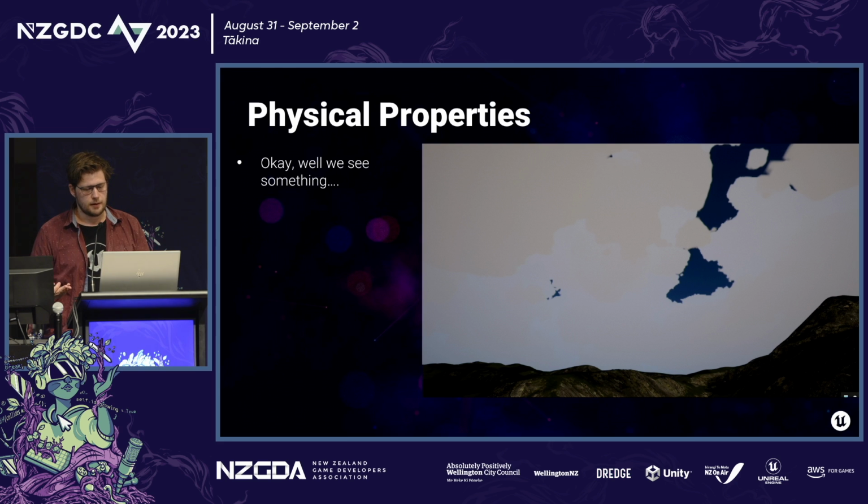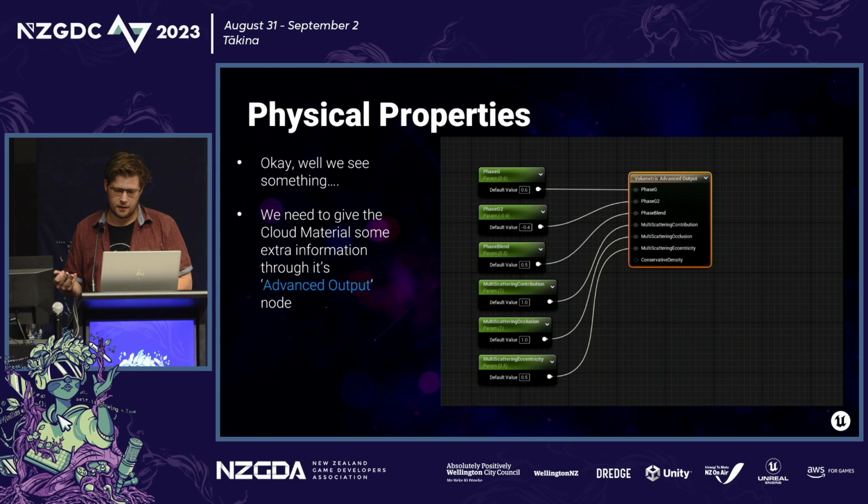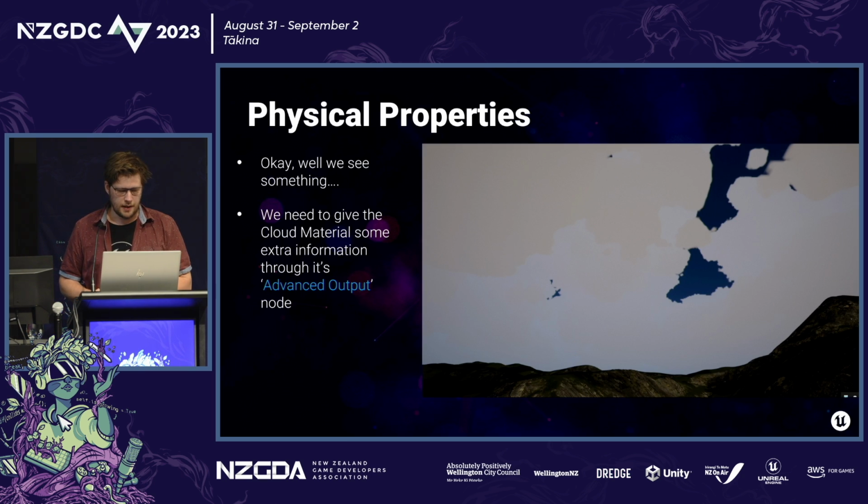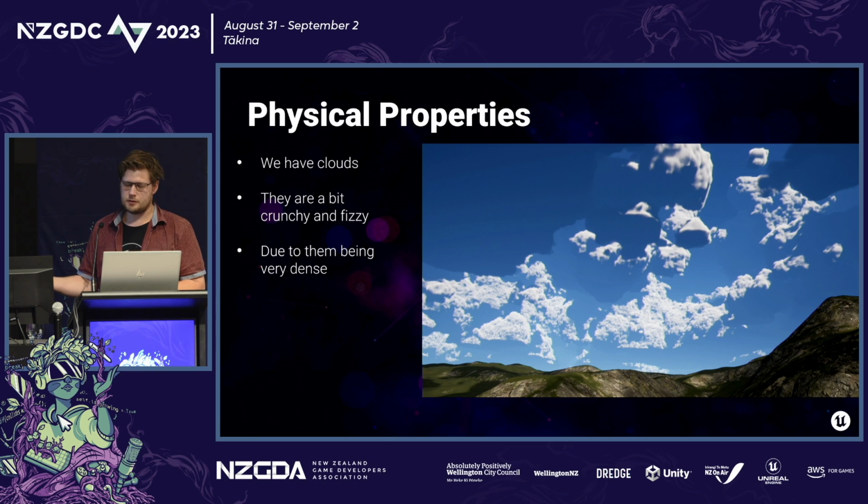But we're not quite there yet. We need to do a little bit more. That's where we start adding those advanced nodes to tell the system all of those physical parameters, so it knows how to create shadows and scatter the light internally, so you get nice bloomy lighting, that kind of thing. And that takes it from this to this. So we're starting to see a cloud system that is looking more like realistic clouds with shadows.